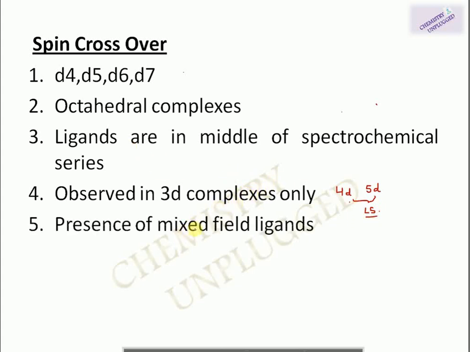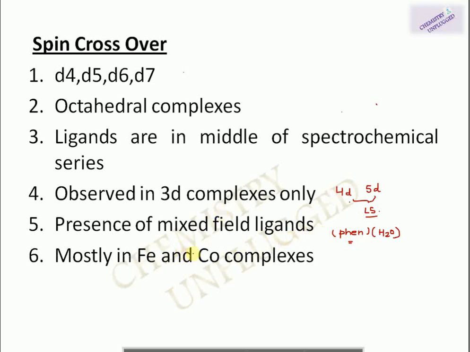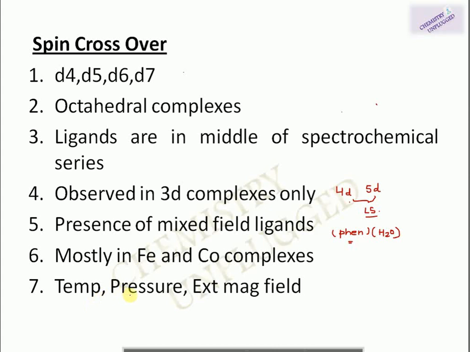Fifth is the presence of mixed field ligands. Suppose you have phenanthroline and water, these two ligands present in a complex, then this type of complex can show spin crossover, because phenanthroline is a strong field ligand and water is a weak field ligand. Then sixth, this effect is mostly seen in iron and cobalt complexes. The seventh point is that temperature, pressure and external magnetic field can cause spin crossover.